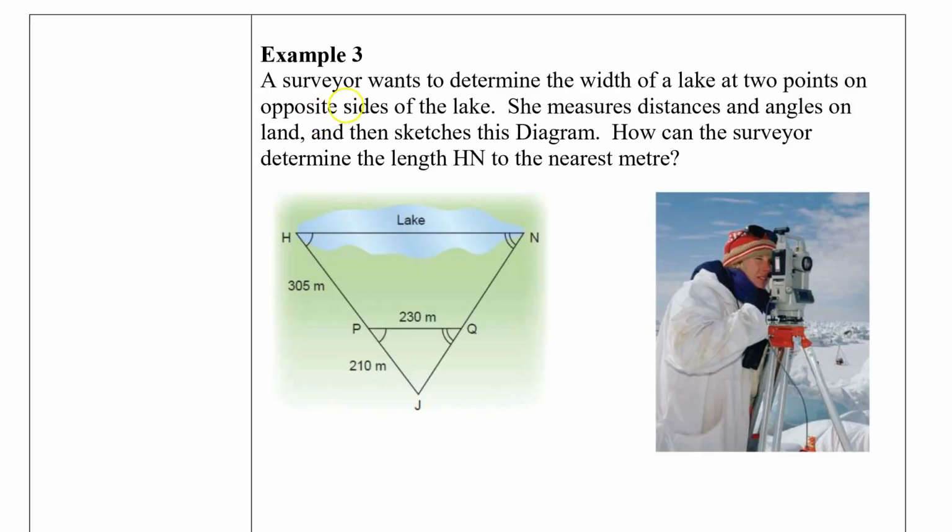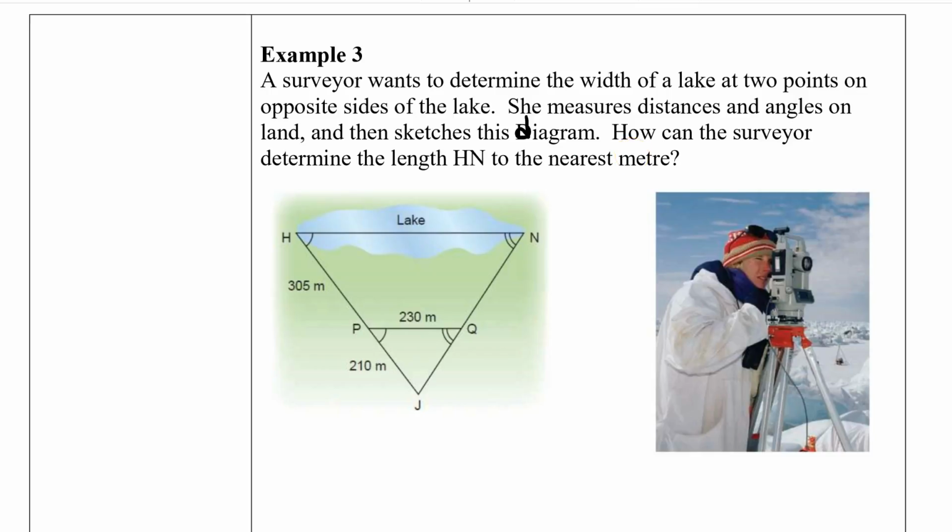Example number 3. A surveyor wants to determine the width of a lake at 2 points on opposite sides of the lake. She measures distances and angles on the land and then sketches this, not capital D diagram, but lowercase d diagram. How can the surveyor determine the length of HN to the nearest meter?